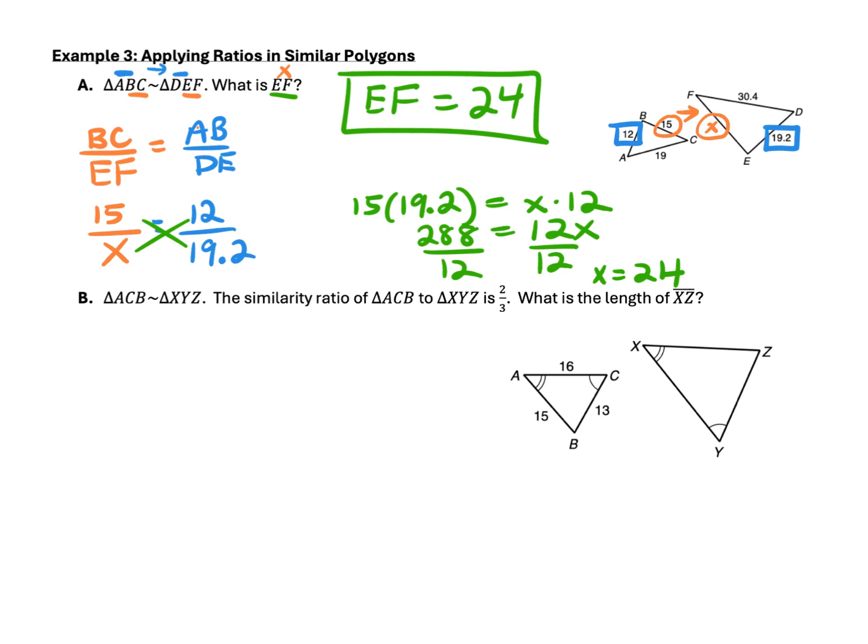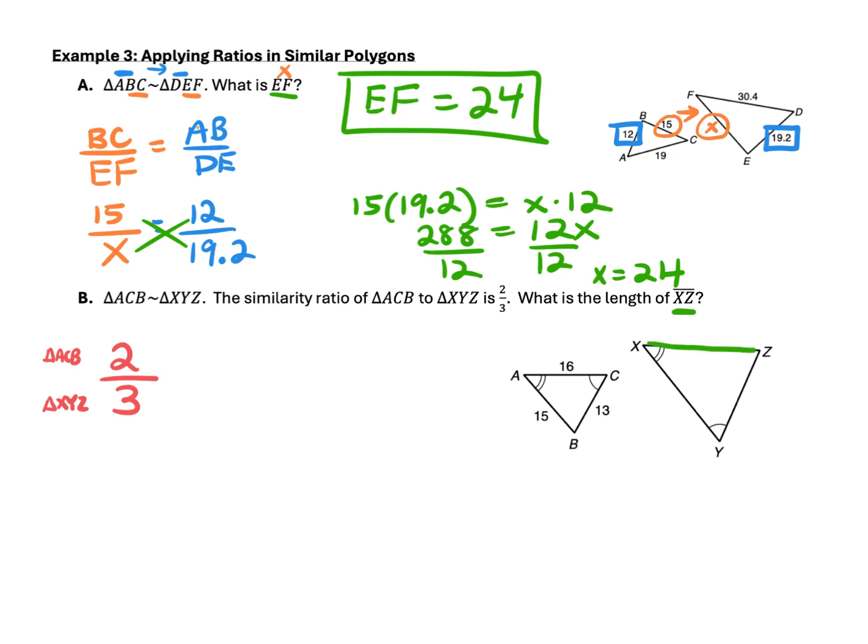Now, another situation I could give you is instead of giving you matching sides, I could give you just one triangle and the similarity ratio. So this time, triangle ACB is similar to triangle XYZ, and the similarity ratio of triangle ACB to triangle XYZ is 2/3. So let's start by writing out that similarity ratio, 2/3. And the 2 on the top corresponds with triangle ACB, and the 3 corresponds with triangle XYZ. Now, the question is asking us to find the length of XZ.